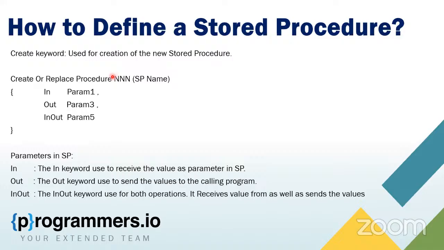Here you can give a stored procedure name, like after create table you give a table name. And this is the input parameter. You can receive as many parameters as you want, 20 or 30 parameters, and you can return 20 or 30 parameters. Here I am receiving one input parameter and returning one output parameter. And if you want both in one variable, you can use in out. So parameters in a stored procedure: in to receive a value, out to send a value, and in out for both purposes, to receive as well as send the value.